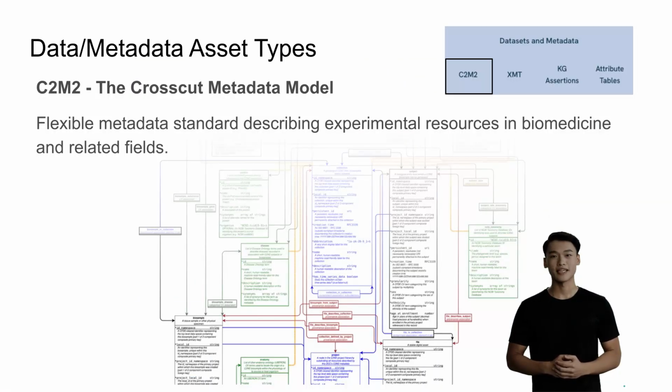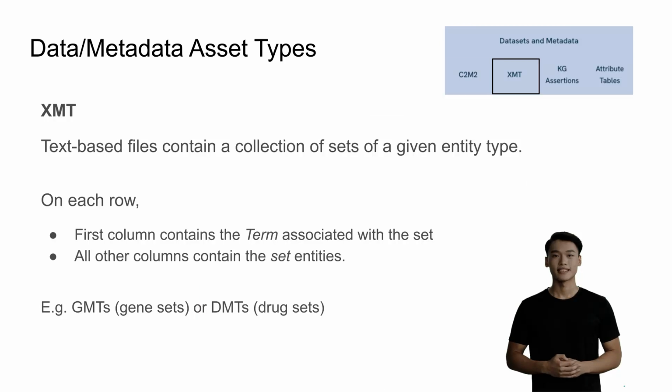C2M2, the cross-cut metadata model, was designed to standardize metadata annotations across Common Fund DCCs by the original CFDE Coordination Center. C2M2 data package files are usually zip files containing a set of TSV files already standardized to a set of known ontologies, along with a single JSON schema. XMT files are text-based files that contain a collection of sets of a given entity type. On each row of the XMT file, the first column contains the term associated with the set, while all other columns contain the set entities.